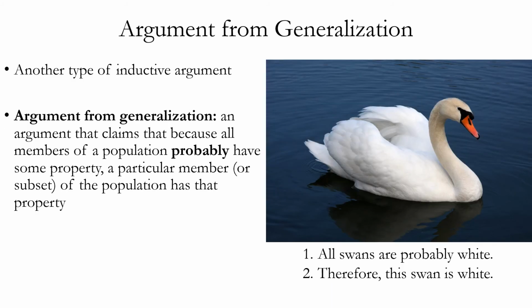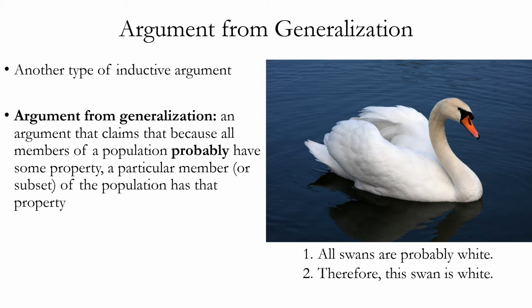Another type of inductive argument that's similar to inductive generalization or argument by example is argument from generalization. An argument from generalization claims that because all members of a population probably have a property, then a particular member or subset of the population also has that property. The difference between this and argument by example is that in an argument by example, you're arguing from the sample to the population. In argument from generalization, you're arguing from the population to the sample. It's the logical converse. It's like a switcheroo.